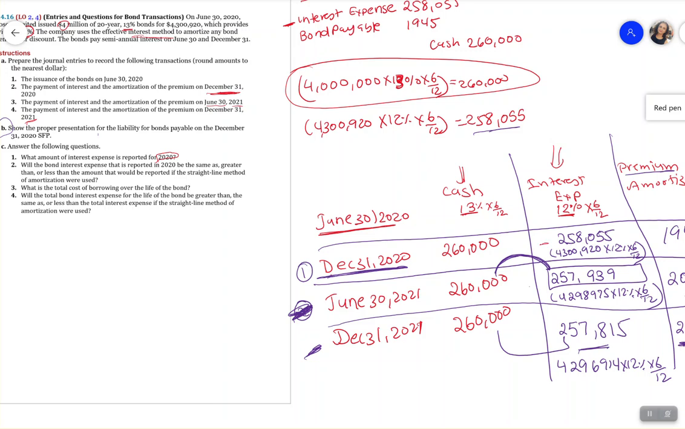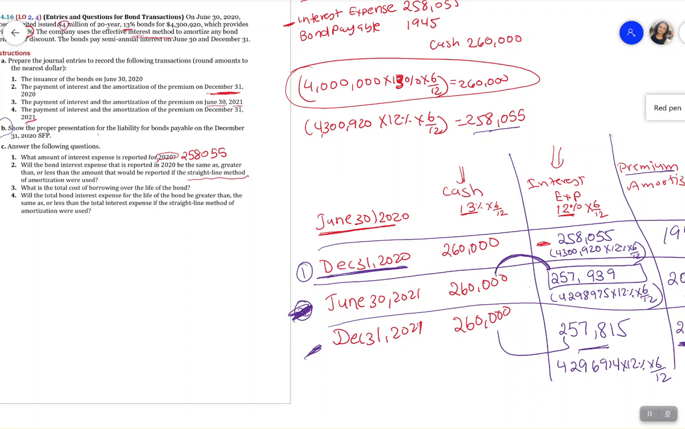In this case, the amount should be, I'll just write the amount, 258,055. So that's the amount that should be reported on our income statement. Then they're saying, will the bond interest expense that is reported in 2020 be the same as, greater than, or less than if the company follows the straight-line method? So we already reported it. They wanted to know, should that be more, should that be less? What we have to do is, in order for us to do that, we needed to calculate it to find out how much it is going to be.